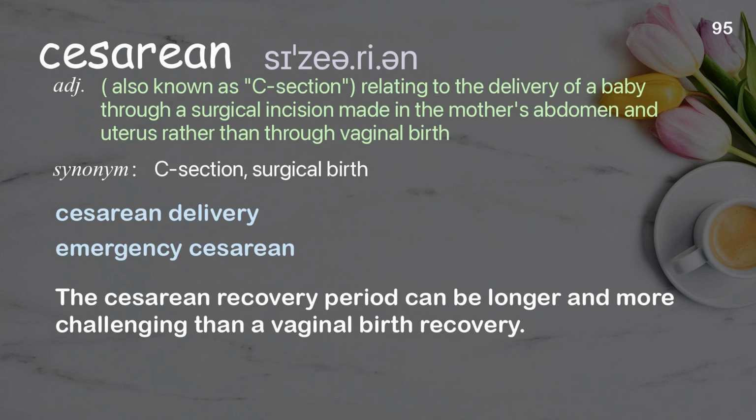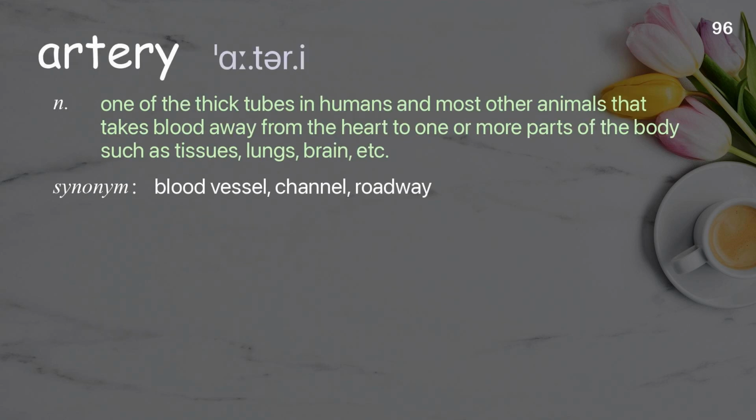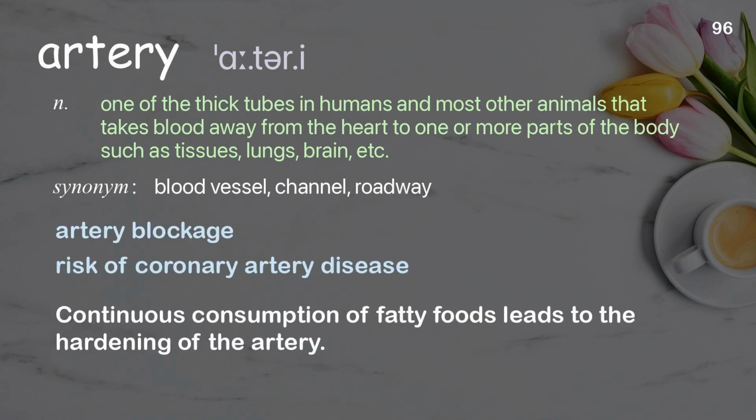Artery. One of the thick tubes in humans and most other animals that takes blood away from the heart to one or more parts of the body such as tissues, lungs, brain, etc. Examples: artery blockage, risk of coronary artery disease. Continuous consumption of fatty foods leads to the hardening of the artery.